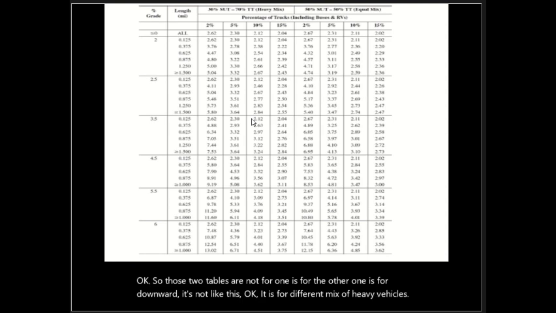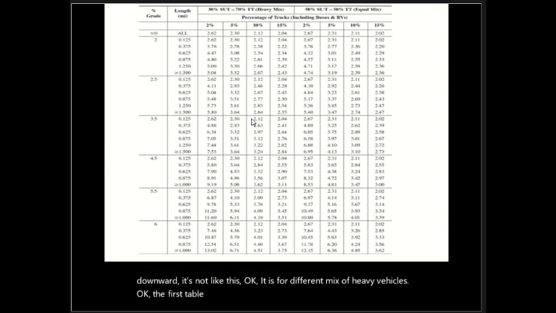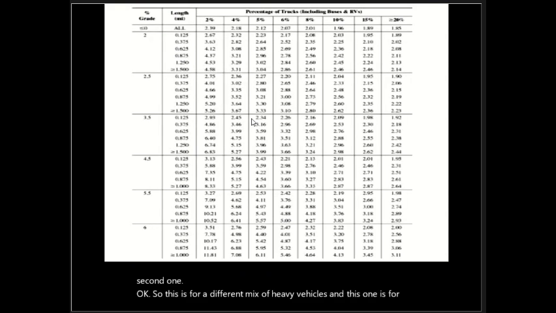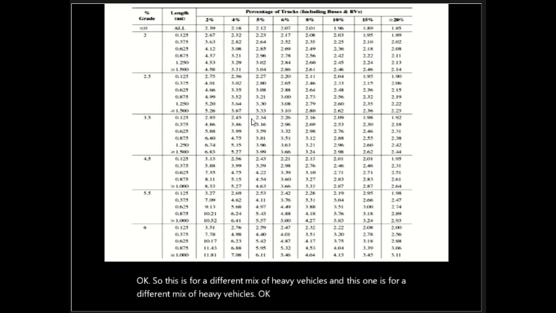The first table, the second one. This one is for a different mix of heavy vehicles, and this one is for a different mix of heavy vehicles. How did you define heavy vehicles? Any vehicle which has what? Or equal 6 ton. Very good. More than 4 tires, right?